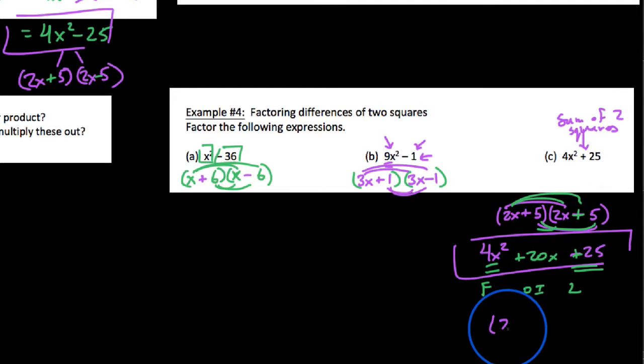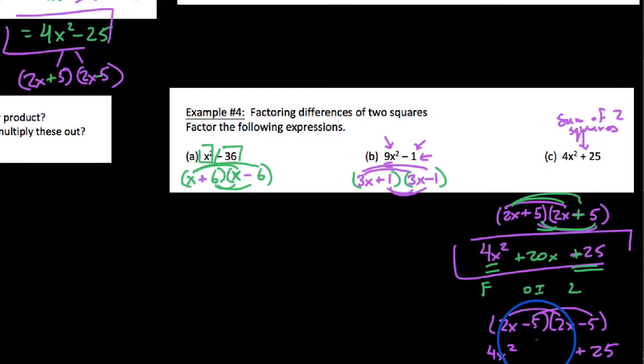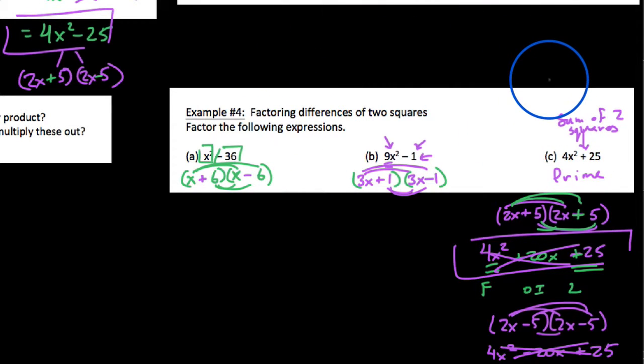And even trying the other way, 2x minus 5 times 2x minus 5, we would still get 4x squared in the front. We would get a positive 25 in the last spot, that's good. But then we would get negative 10x and negative 10x, which is negative 20x. And so this is also not the same thing as the original. So what you would write here is this is prime or not factorable. So just know that a difference of squares factors into conjugates, and a sum of two squares cannot be factored.